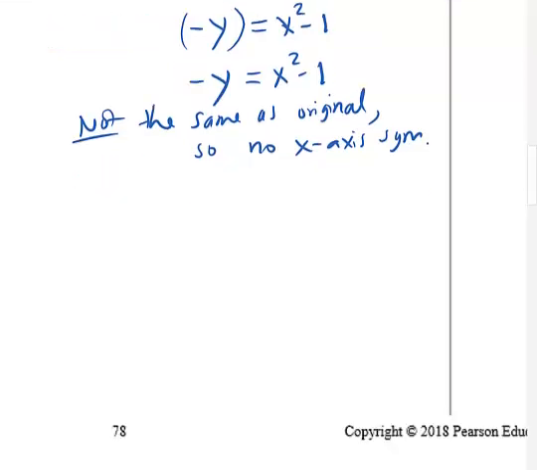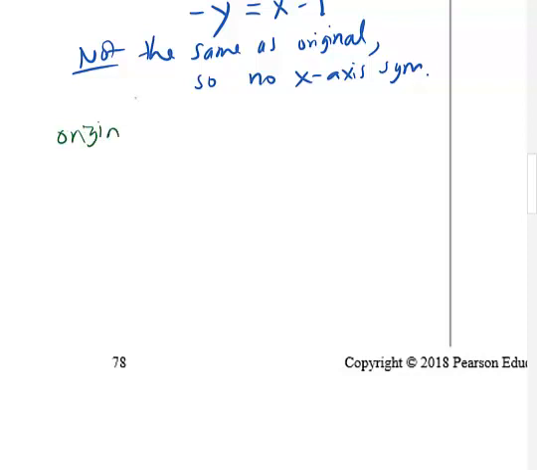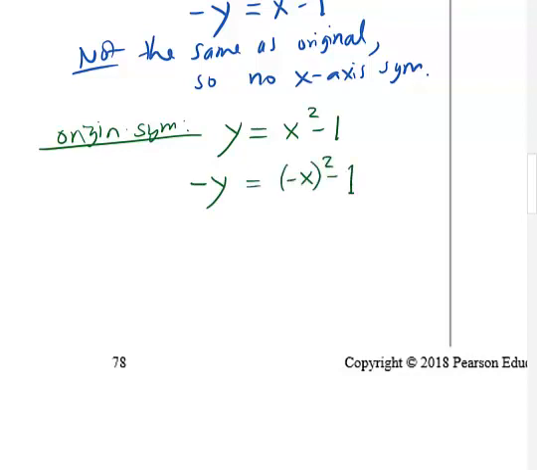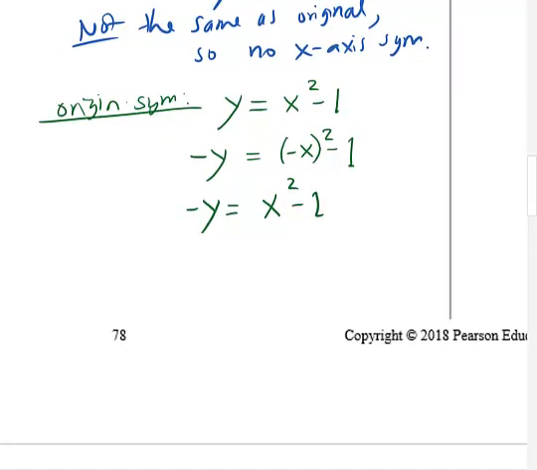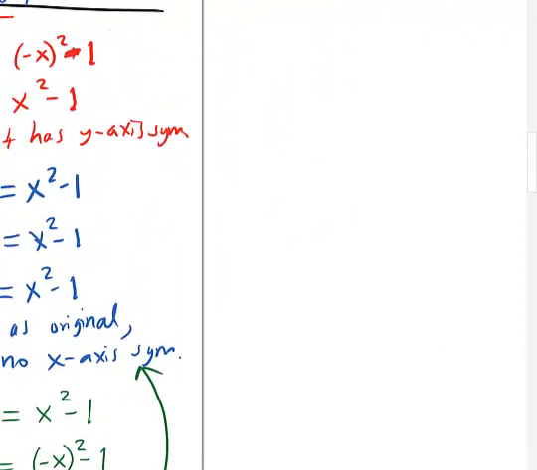Okay, the last type of symmetry, origin symmetry, I test by putting a negative for x and for y. I'm going to start out with y equals x squared minus 1, but where y was, I'm going to put a negative y, and where x was, I'm going to put a negative x. Like we talked about before, the negative on the y isn't going anywhere, but the negative on the x does disappear. Now my job is to say, is this the exact same as the original equation? It is not, because there was no negative on the y. So no origin symmetry, for the same reasons as we stated here. It's not the same as the original.